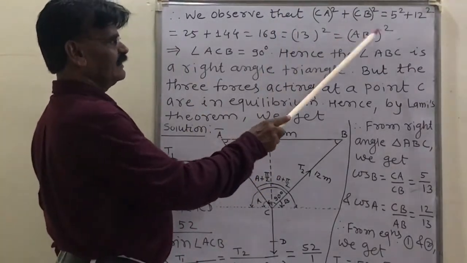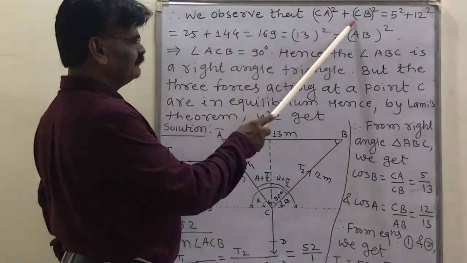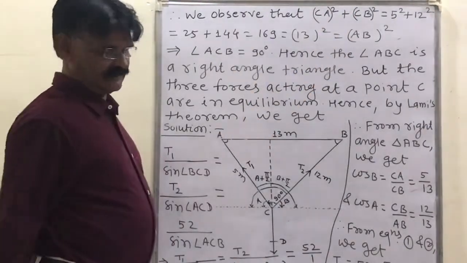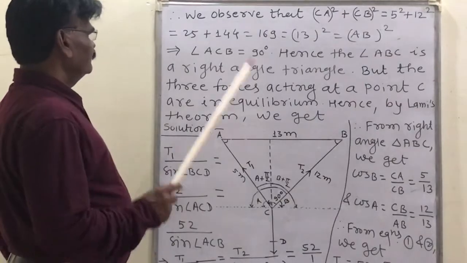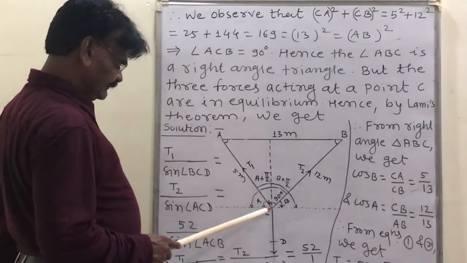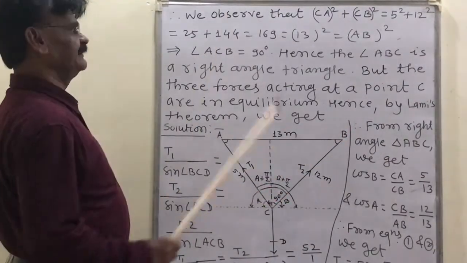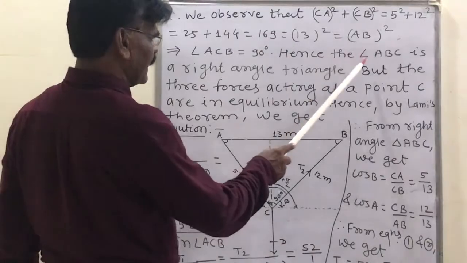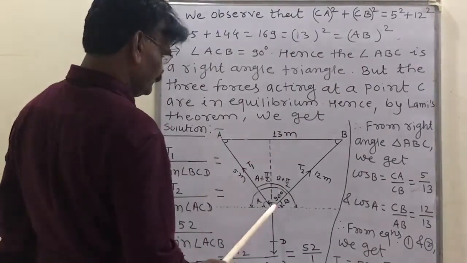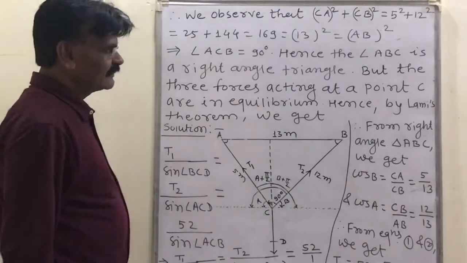So that is equal to AB square. So what happened then? CA square plus CB square is equal to AB square. And that's why angle ACB, this angle, is 90 degree. Hence ABC is a right angle triangle.